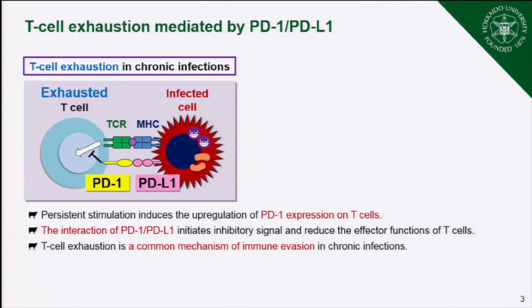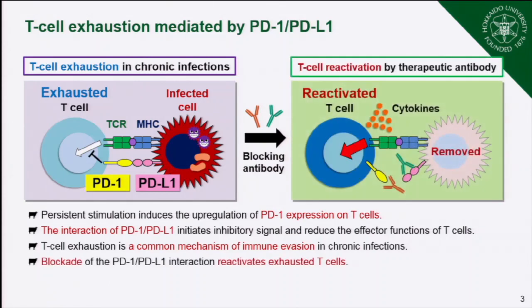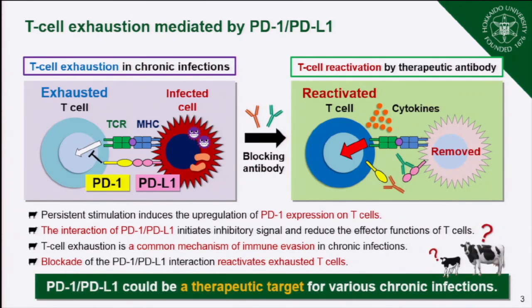exhaustion. And as I said, T-cell exhaustion is a common mechanism of immune evasion in chronic infections of cattle, including BLV, Young disease, anaplasmosis, and mycoplasmosis. But fortunately, this exhaustion is reversible. So if we have a nice blocking antibody, we can interrupt the interaction of PD-1, PD-L1 and reactivate the function of exhausted T cells. Therefore, we believe PD-1, PD-L1 could be a therapeutic target for various chronic infections in cattle.